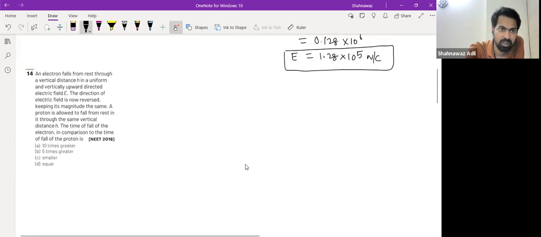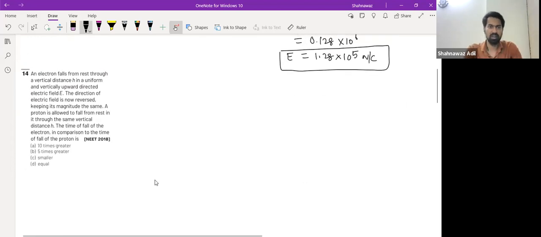So we have this question. An electron falls from rest through a vertical distance h in a uniform and vertically upward directed electric field. So this question is of the force due to electric field type, which I didn't talk about.